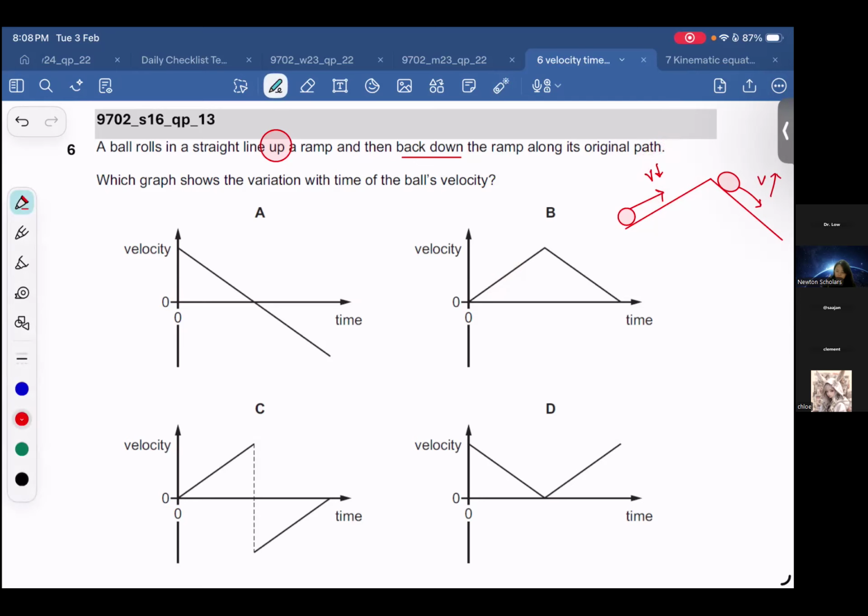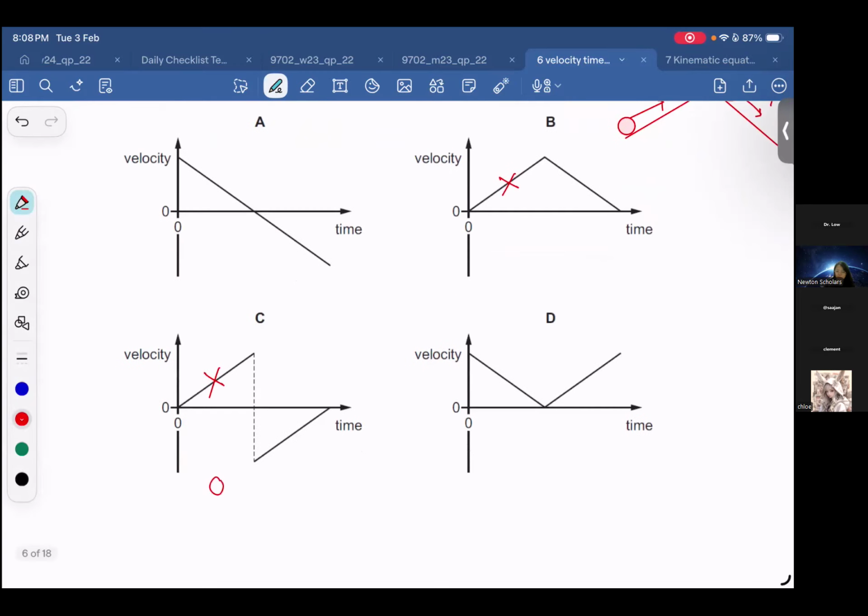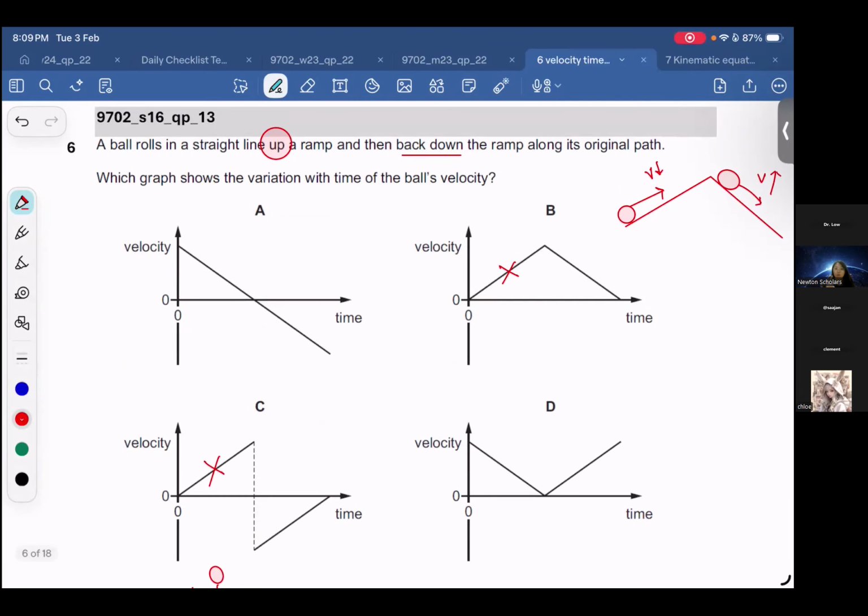B is confirmed wrong, because the velocity should not increase, it should decrease. So C is also wrong. C is actually just like the case of a ball falling, the velocity increases, then it bounces back up, so the velocity increases. So B and C are confirmed wrong. Only A and D remain. You see, A is decreasing. D, the front part, is also decreasing, so the front part is correct.